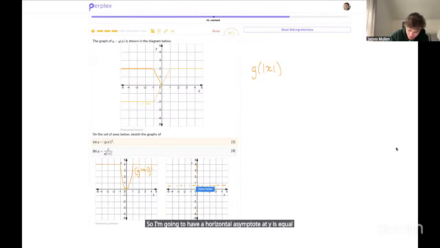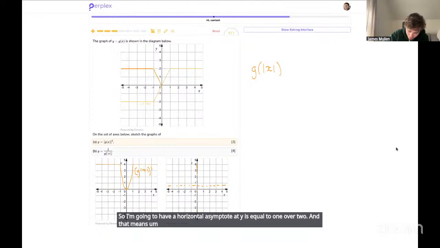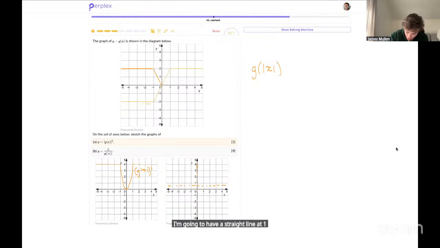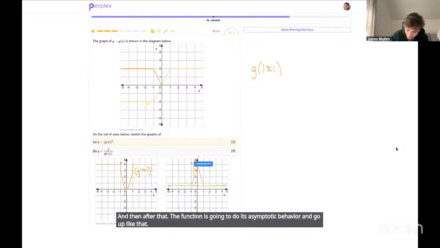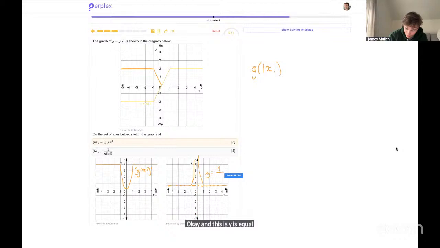And that means that I'm going to have, and it's not actually a horizontal asymptote because it literally reaches that value, a straight line at 1 over 2 here until -1. Also a straight line here. And then after that, the function is going to do its asymptotic behavior and go up like that. Okay? And this is y is equal to 1 over g of the absolute value of x.